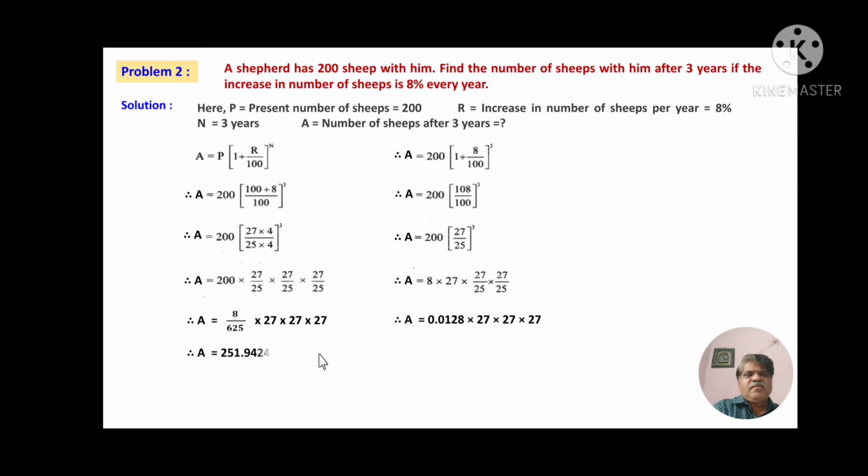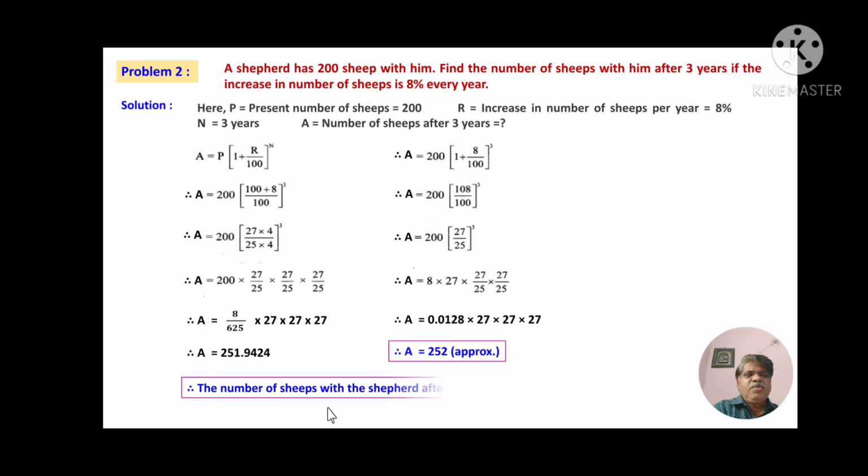Therefore, you will get here 251.9424. So friends, this is the value of A, which is approximately 252. Therefore, the number of ships after 3 years should be 252. It should be in the integer form.